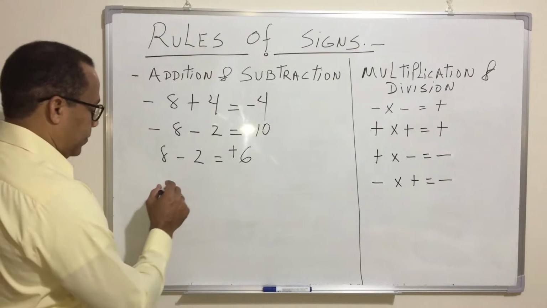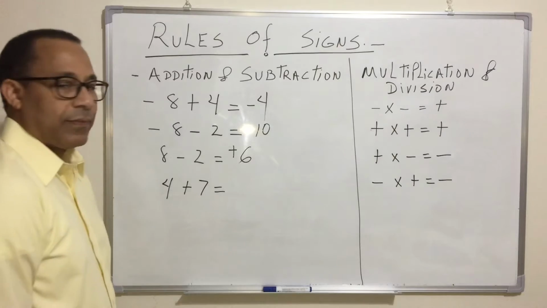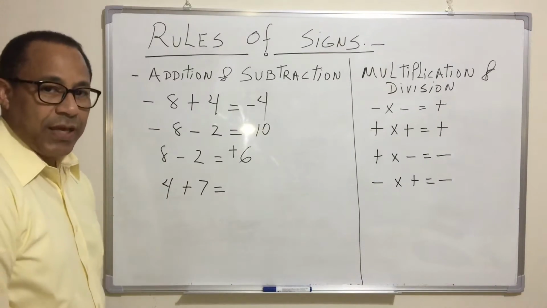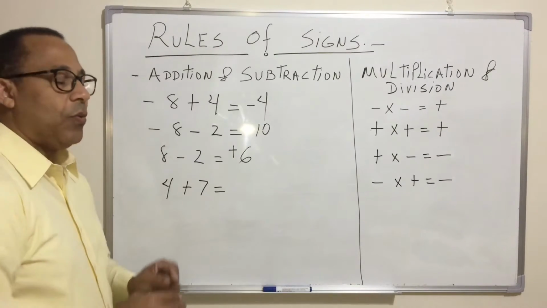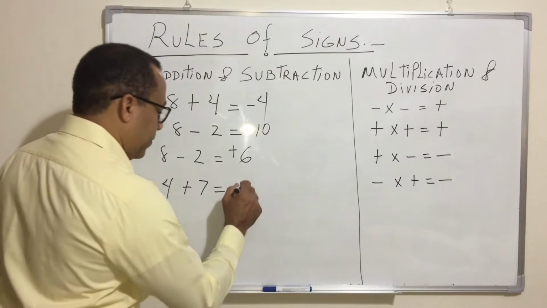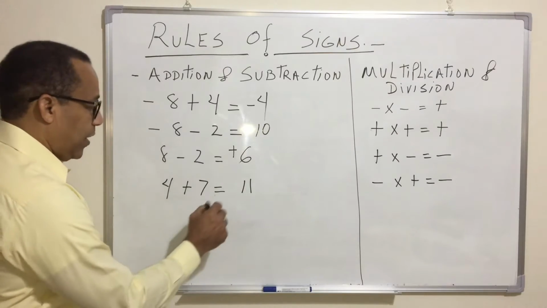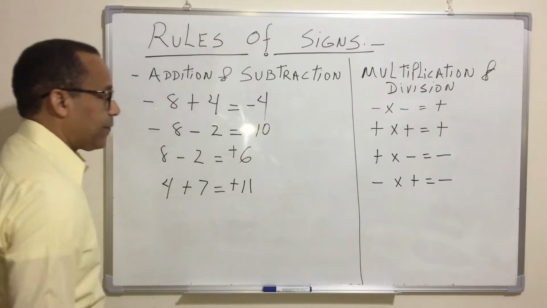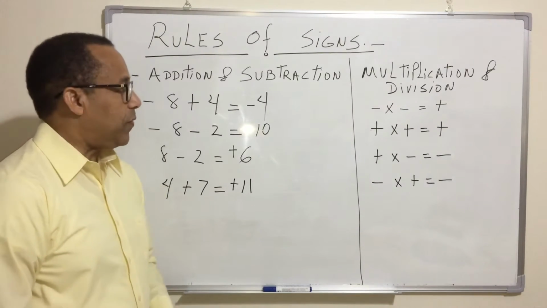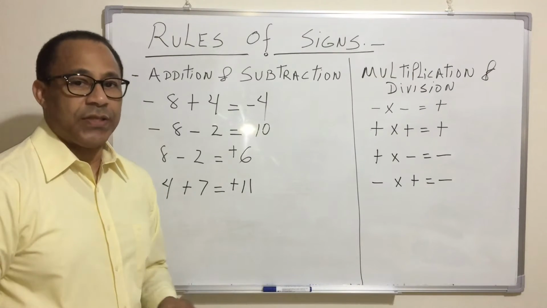Another example. The two signs are the same. The rule says, when the signs are equal, we add the numbers. We just add them. 7 plus 4, 11. And we copy the same sign, which is a positive sign. And this is the way we solve operations with addition and subtraction when involving signs.